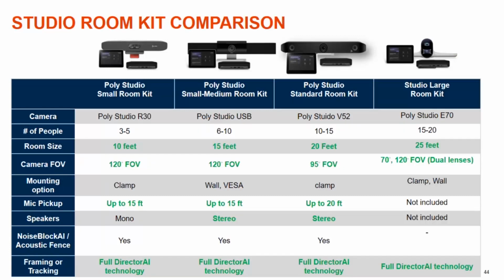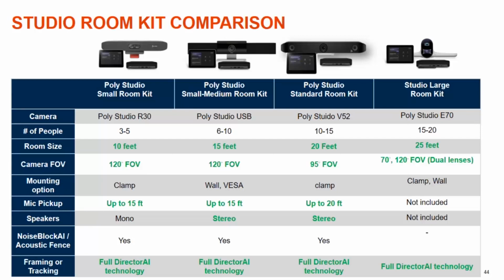For V52, it is 95 degrees. For E70, it has two lenses, so it will cover 70 degrees and 120 degrees horizontal field of view. My mounting options: for R30, it's a clamp. For Poly Studio, it's a wall mount or VESA mount. For V52, it's a clamp mount. For E70, either clamp or wall mount.